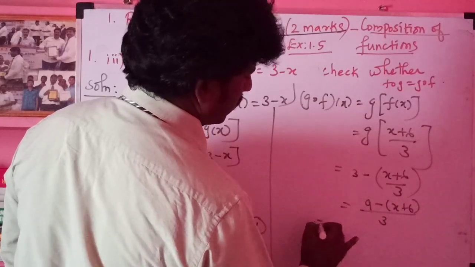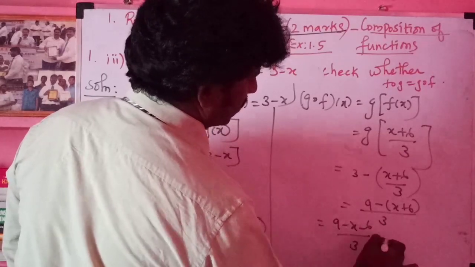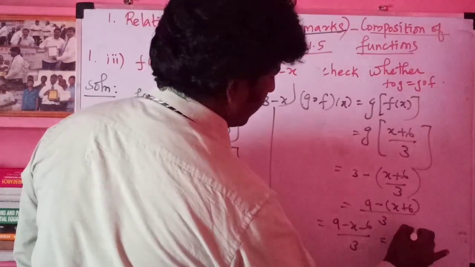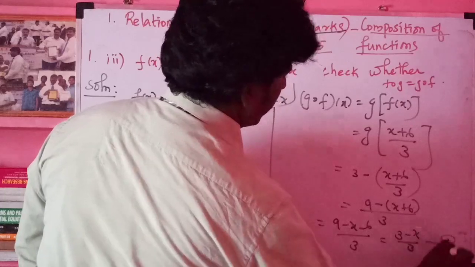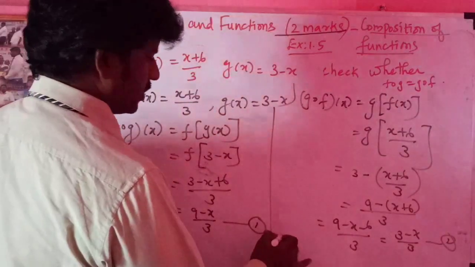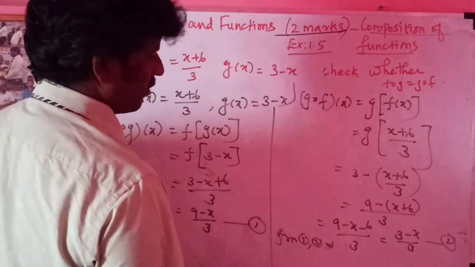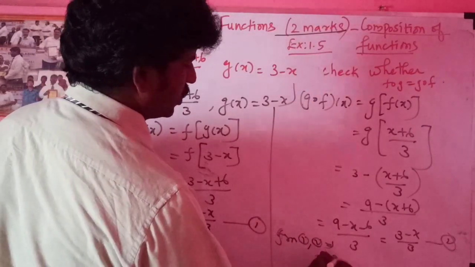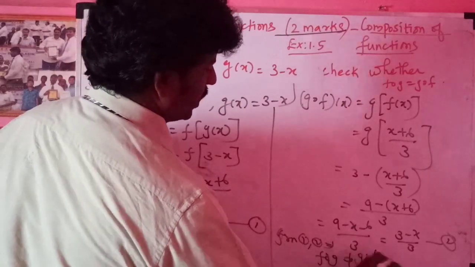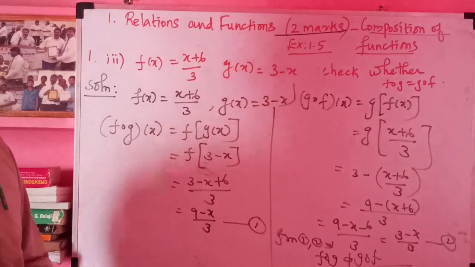So which is 9 minus x minus 6 by 3, which is 9 minus 6, 3. 3 minus x by 3. This is equation 2. So here also not equal. See the equation 1, 2. From the equation 1, 2, the f dot g is not equal to g dot f. புரியுதுங்களா? இப்போ next problem பார்க்கலாம்.